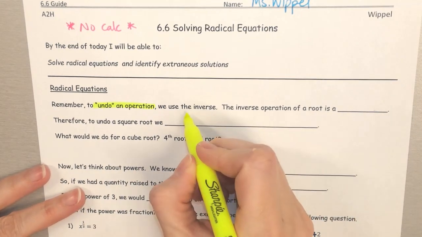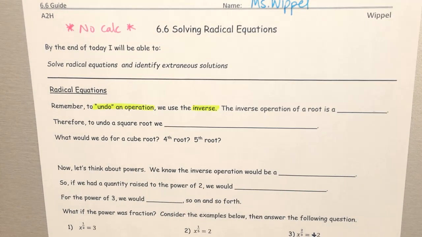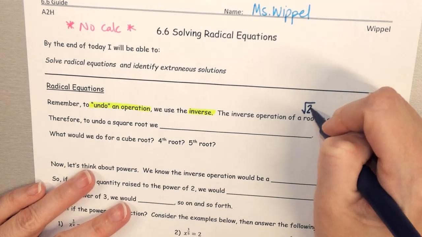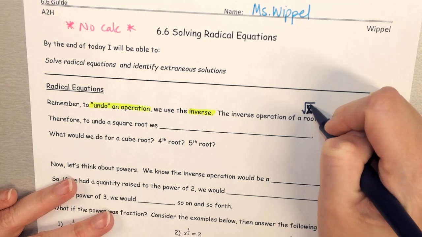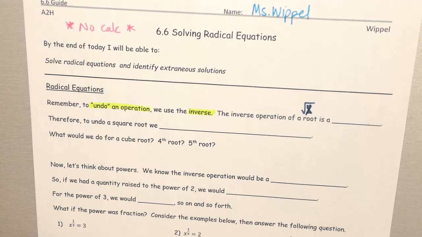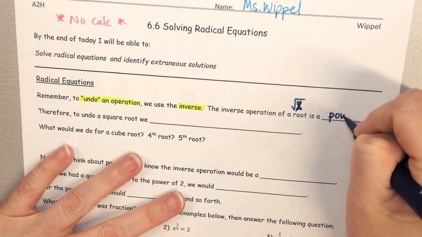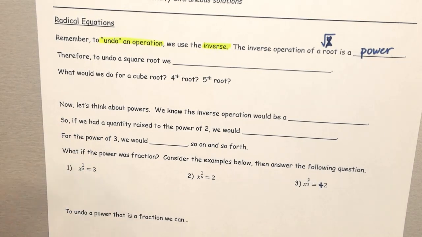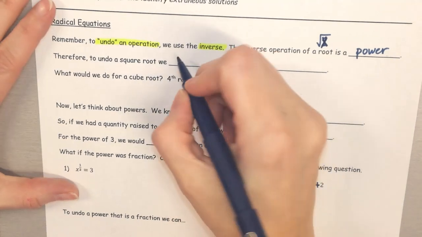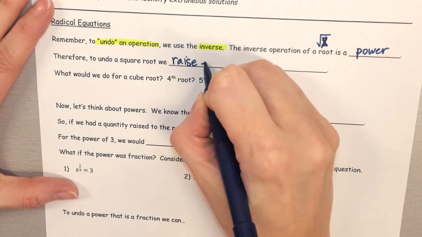Like multiplication and division are inverses, addition and subtraction are inverses, and the inverse operation of a root is a root. How would you undo a root? Yeah, square it. Oops, sorry, you said square, so I wanted to write 2. I'm just going to write x in here. Okay, so the inverse operation of a root is going to be a power. And if you have a square root, like you guys said, we're going to raise each side to the second power.